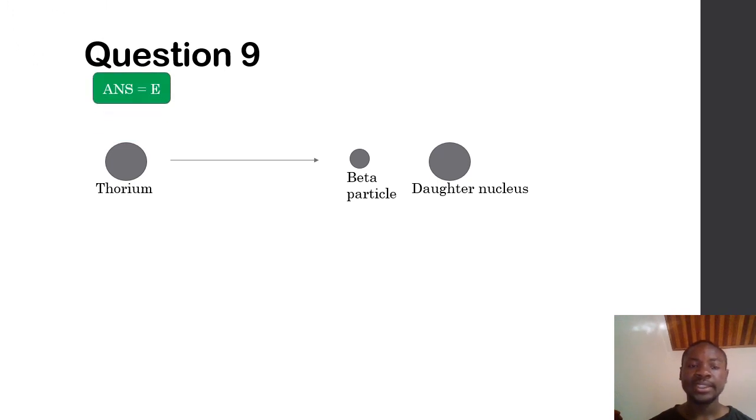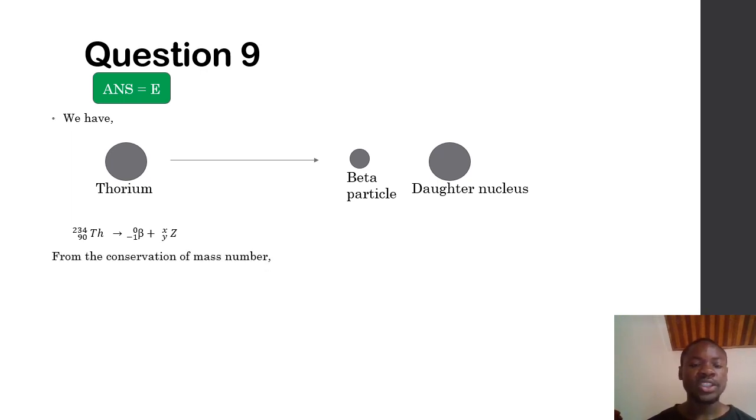So question 9, the answer is E. And you see a thorium particle that disintegrates into a beta particle and a daughter nucleus. So we have thorium that disintegrates into a beta particle and a daughter nucleus which has the formula XYZ.